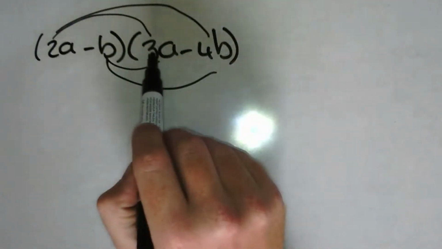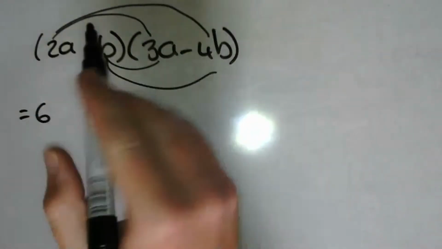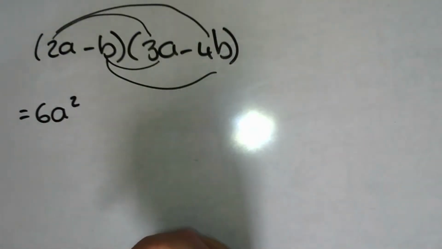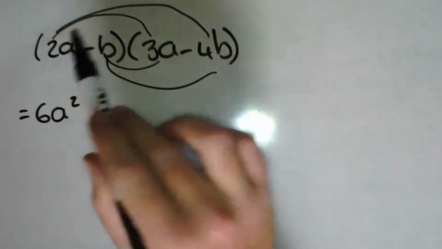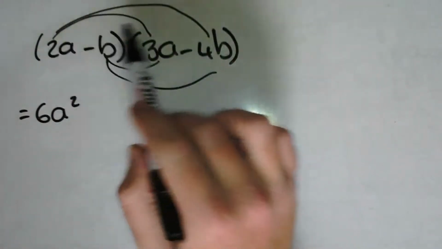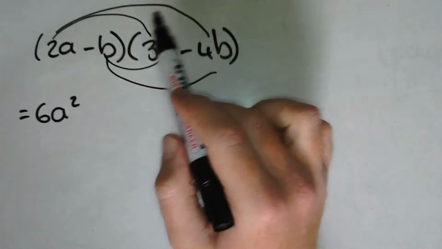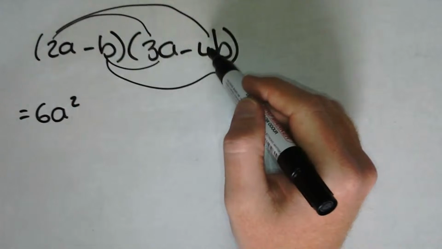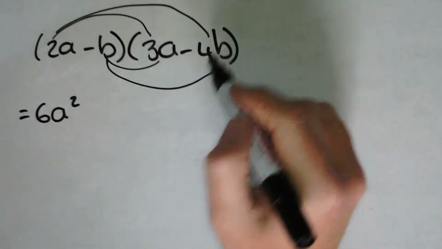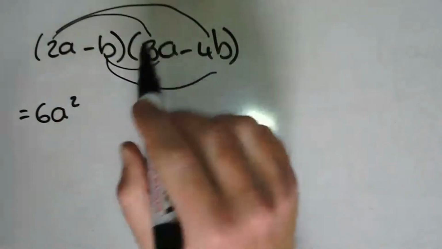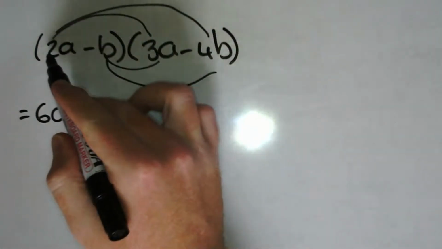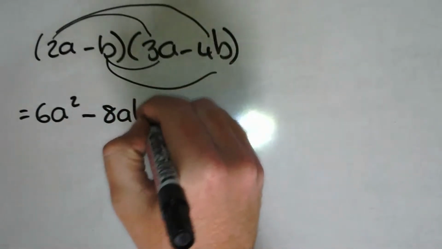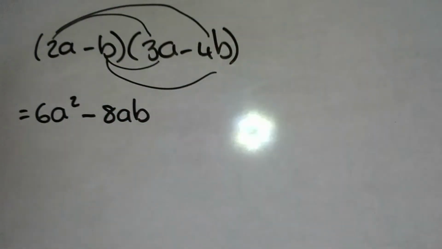Okay, that's what you have to follow. So 2 times 3 gives me 6. A times a gives me a squared. Then first and the last. So 2 times 4. But what you need to remember is that the 4 is a negative. So a positive times a negative gives me negative. 2 times 4 gives me 8. A times b gives me ab. Okay, so now you're done with the first 2.